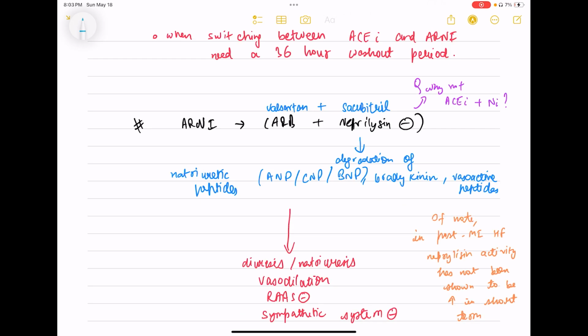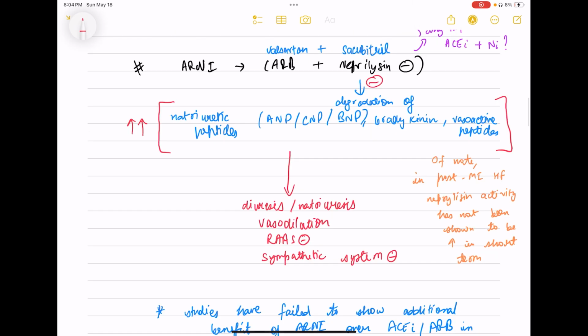And then moving on to what is an ARNI? So it's a combination of ARB plus neprilysin inhibitor. Entresto, which we use most commonly, is valsartan plus sacubitril combination. So ARB you know, but what about neprilysin? How does that work? So basically, neprilysin is an enzyme that degrades natriuretic peptides such as ANP, CNP, BNP, other vasoactive peptides, bradykinin. And when you inhibit this neprilysin, all of these that it acts on will accumulate.